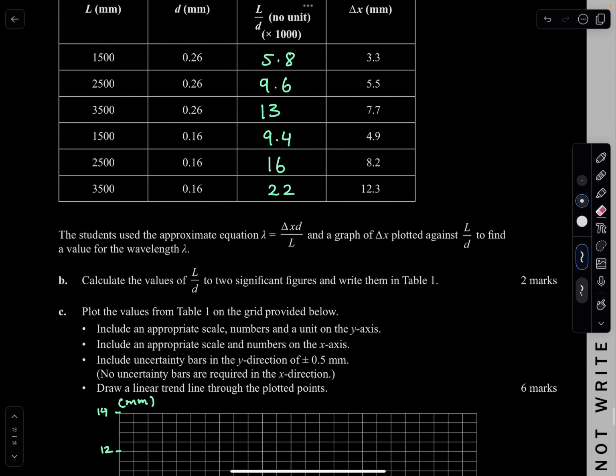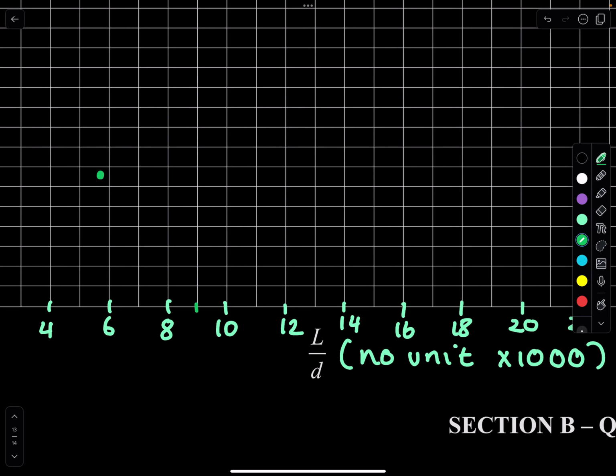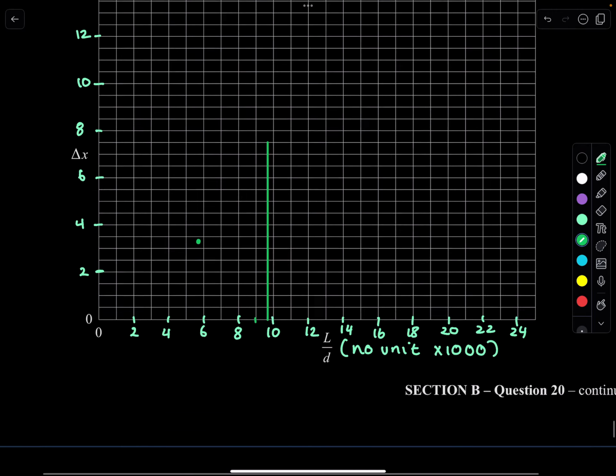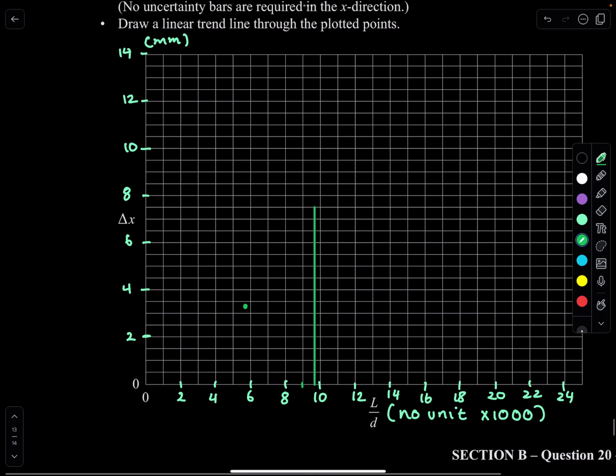Next point, 9.6. So 9's here, 9.5, 9.6 is around here. There we go. So 9.6 is there. And 5.5. So that's 5, and 5.5 is here. So basically it's on the line. Let's rub those out. Done.